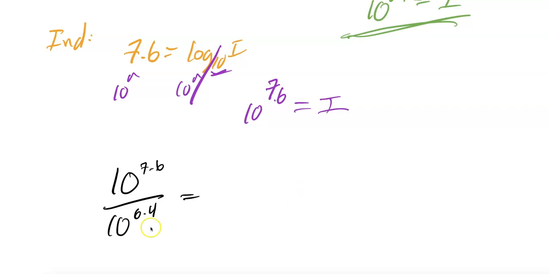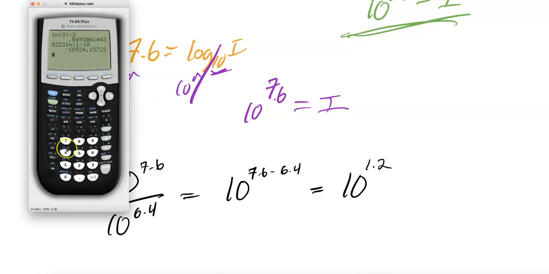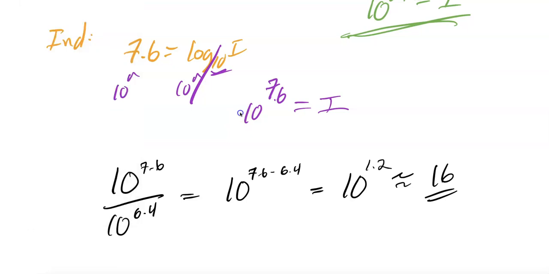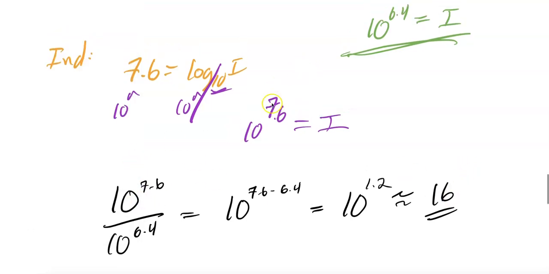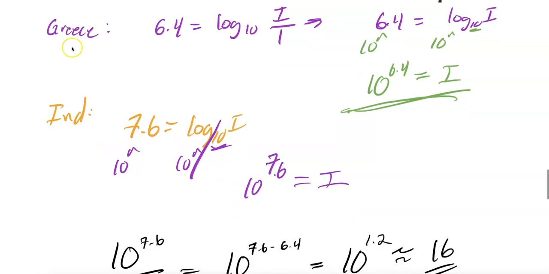Now, since they have the same base, we can just subtract the powers. So it's 10 to the 7.6 minus 6.4, which equals 10 to the 1.2. And what's 10 to the 1.2? About 16. So that means that we divided these two values, we got 16. That means the Indonesian one's 16 times bigger than the Greece one.